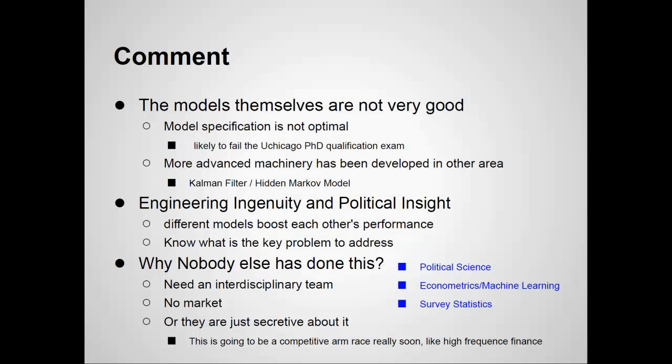Or the last alternative hypothesis I would come up with is that each campaign actually had their own in-house prediction machinery, but they're just very secretive about it. They actually have some model. It must be very good, and if you have an ace up your sleeve, you just don't want to show it every time. But from this time on, I think this is going to be a competitive arms race really soon. Everybody will jump on the wagon, and just like high frequency finance, the algorithms will just get much better, and in return, the poll data will actually get much better because a good algorithm requires good polls.